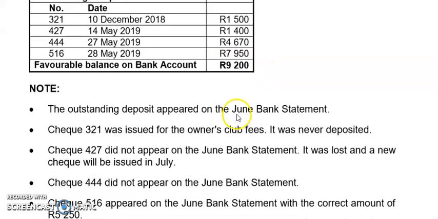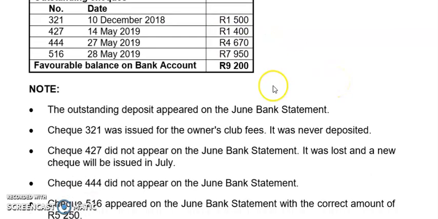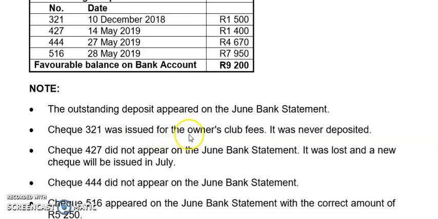So I'm going to read through. The outstanding deposit appeared in the June bank statement. So this deposit cleared, I'll strike it off. And then these checks: I read check 321 was issued for the owners club fees. It was never deposited. Check 321, you can see it was never deposited, so we never deposited the check.